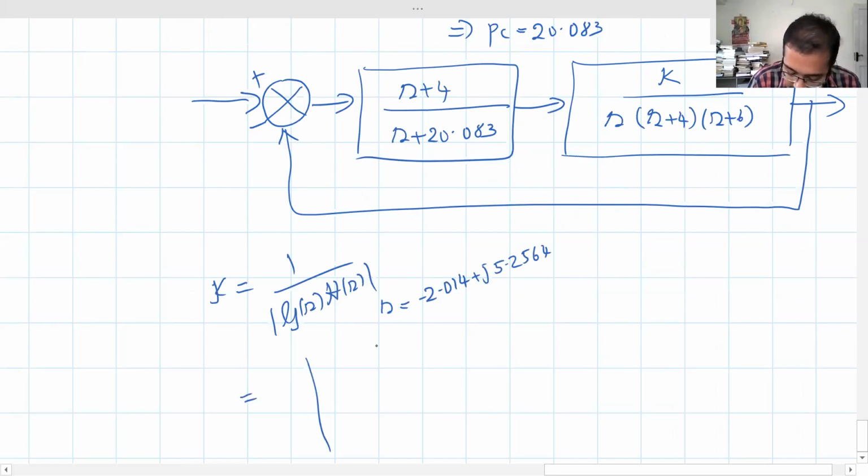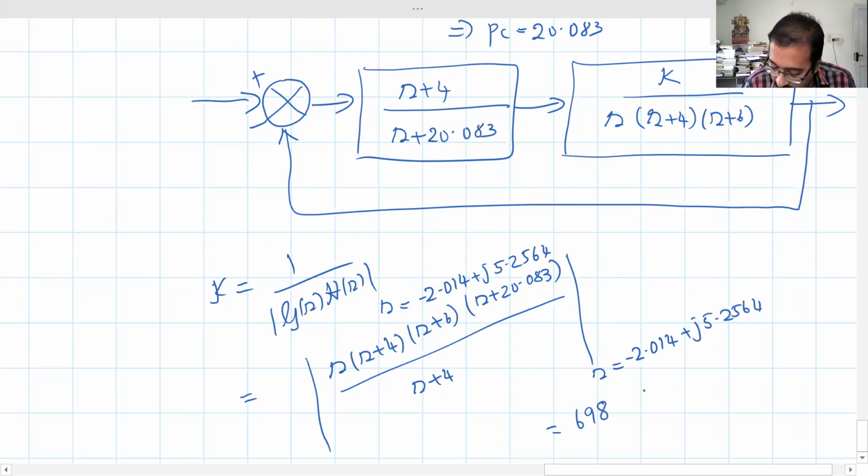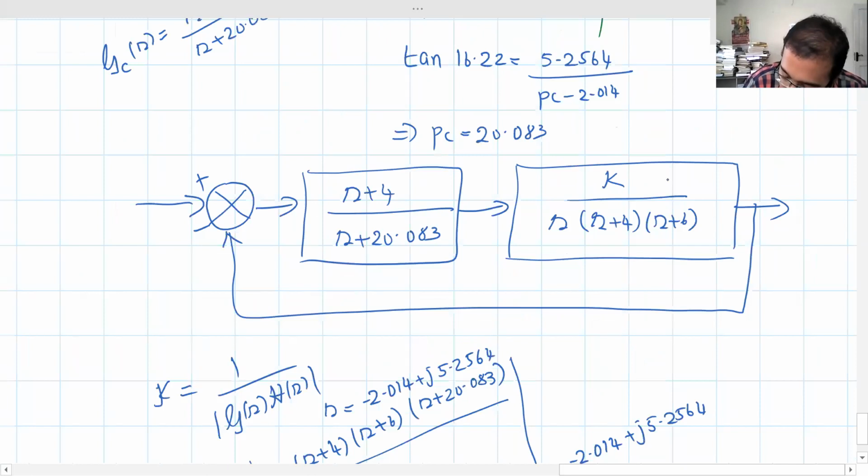So what do you get? Mod of S into S plus 4 into S plus 6 into S plus 20.083 divided by S plus 4, at S equal to -2.014 plus j5.2564. If you do that, you will get 698.782. So with K equal to 698.782, the compensated closed loop system will give the desired performance.